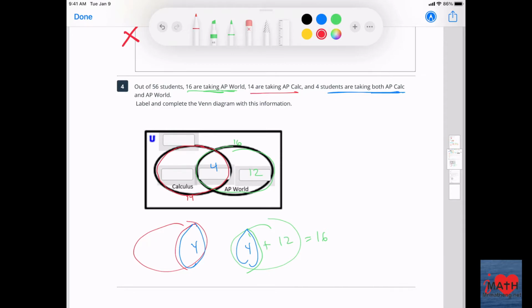And then over here as well, this is equal to 14. So that would have to be 10. 10 plus 4 gives you the 14. And so if you add 10 plus 4 plus 12, that'll give you 26 minus the 56. So 30 students are not taking AP World, not taking AP Calc. Okay.